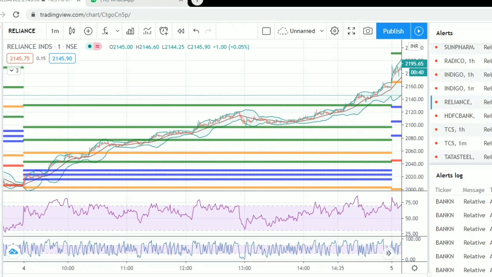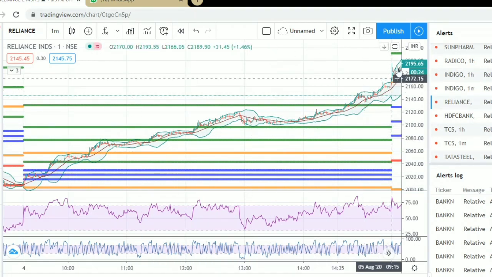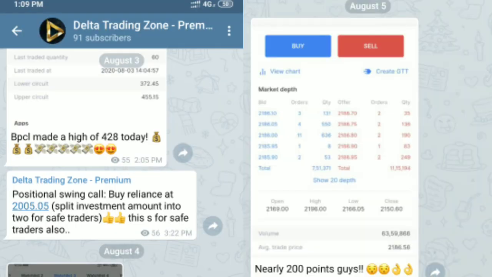Hello guys, in this video we will be starting off with the technical analysis and I will be explaining how I did the Reliance analysis and captured the bottom at 2005. It reached a low of only 2000 rupees, so that was only a 5-point move. People who are following my Telegram channel would know that Reliance actually went from 2005 to 2195. So that was a big move which was captured in my Telegram channel.